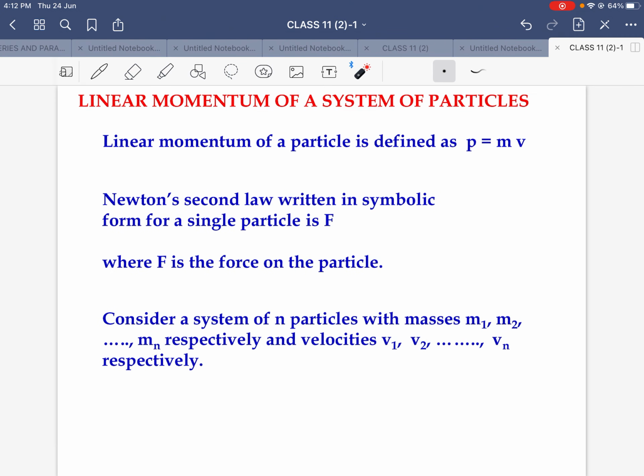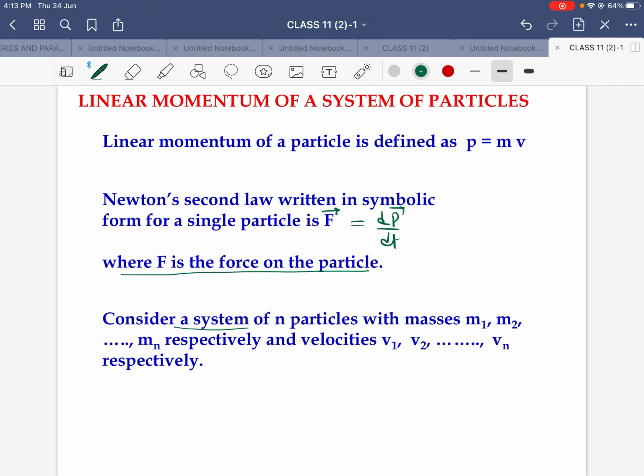The second topic of this video is the linear momentum of a system of particles. Linear momentum is defined as P equal to the product of mass and velocity. Newton's second law written in symbolic form for a single particle is F equal to dP divided by dt. The rate of change of linear momentum is equal to the external force, where F is the force on the particle.